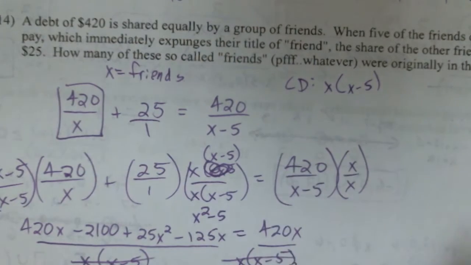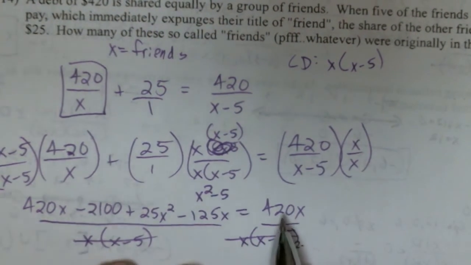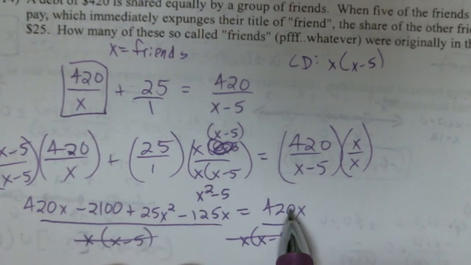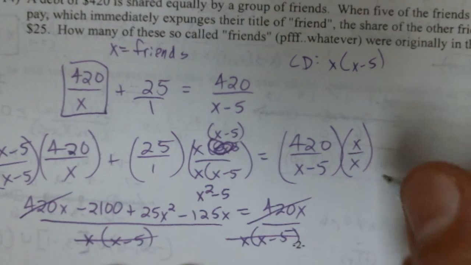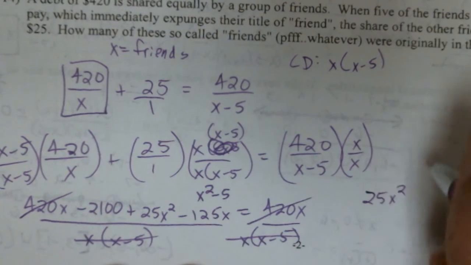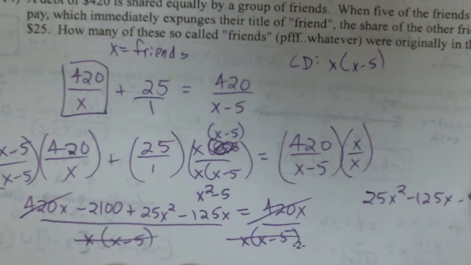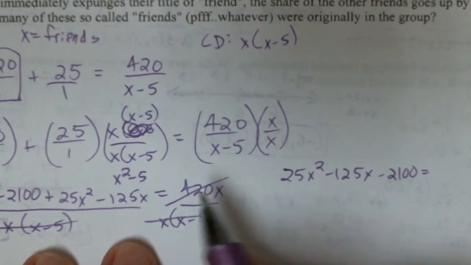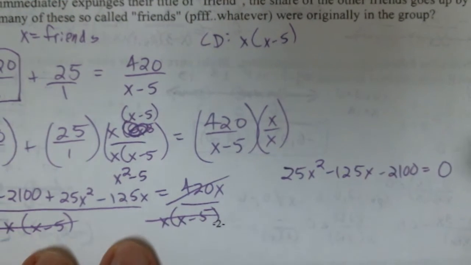And we get to say bye-bye to our common denominators. Okay, so now I've got a 420x on the left, a 420x on the right. See you later. I've got the 25x squared minus 125x minus 2100, and that's equal to what? I'm just left with a 0. All right, so here we go. We got a quadratic set equal to 0.